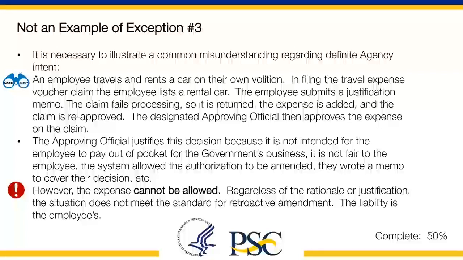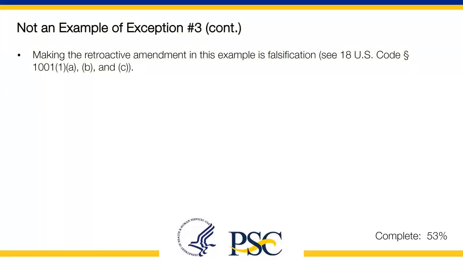However, the expense cannot be allowed. Regardless of the rationale or justification, the situation does not meet the standard for retroactive amendment. The liability is the employee's. Making the retroactive amendment in this example is falsification. See 18 U.S. Code Section 1001(a), (b), and (c).